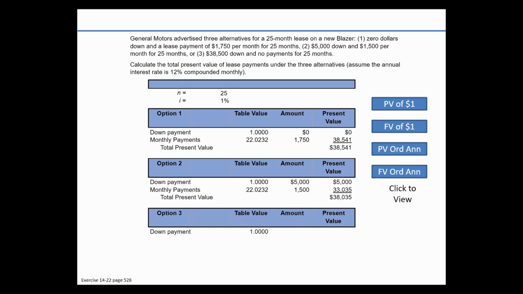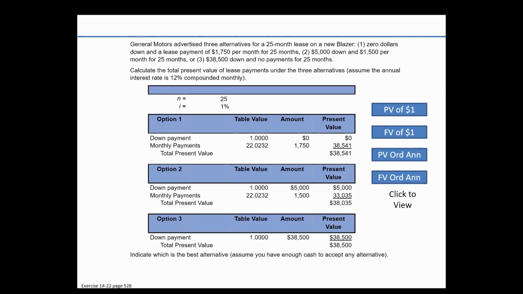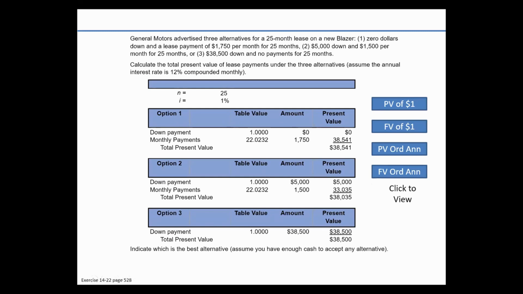And then the option to pay the full $38,500 up front costs you $38,500. So now indicate the best alternative, assuming that you had enough cash to accept it. If you look, the one that has the lowest present value would be option 2, to put the $5,000 down and then pay $1,500 a month. Because by doing that, you would save a total of $506 over the course of roughly 2 years, 25 months.